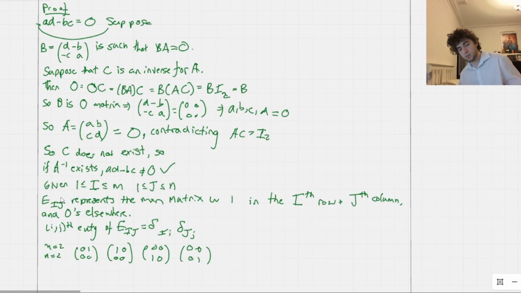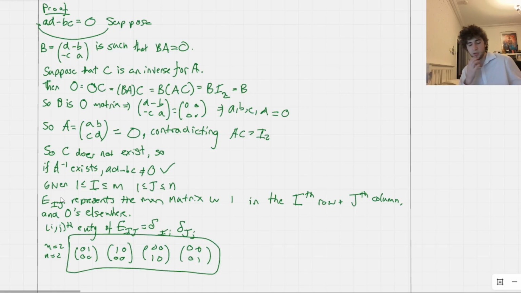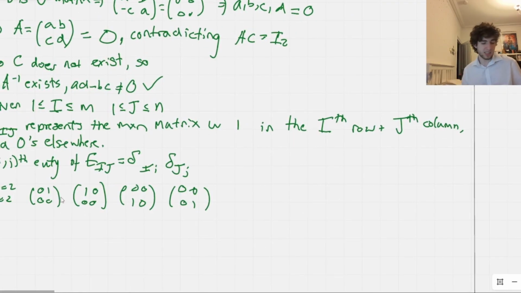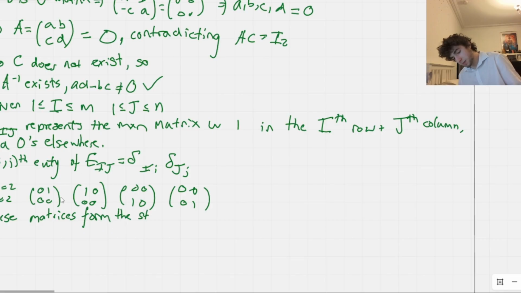These are all the possibilities for the capital E subscript capital I capital J for m equal to 2, n equal to 2. Right? So these matrices actually form what we call the standard basis. Okay? So these matrices form the standard basis for this set of m by n matrices.